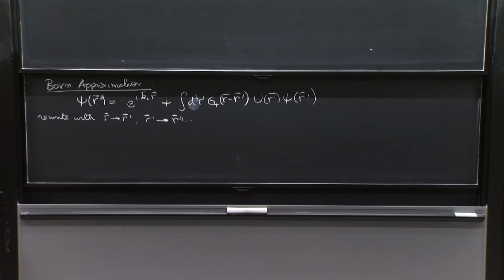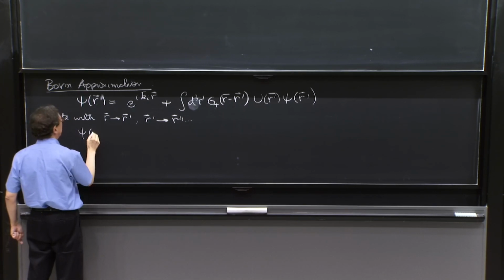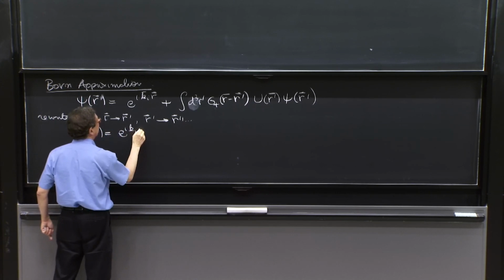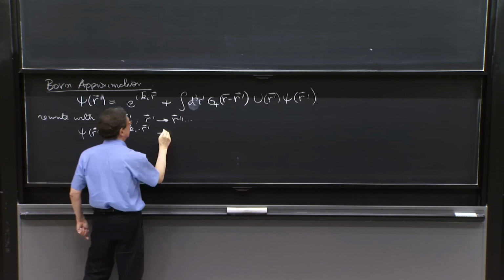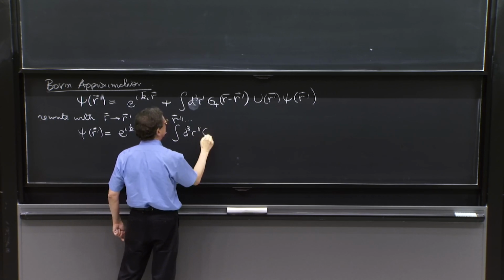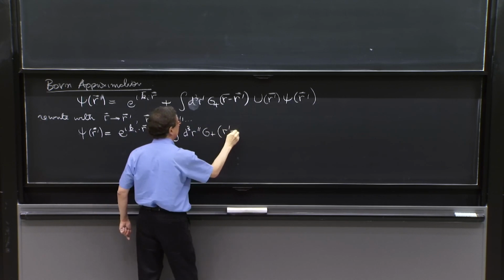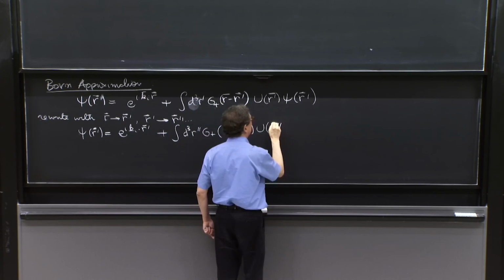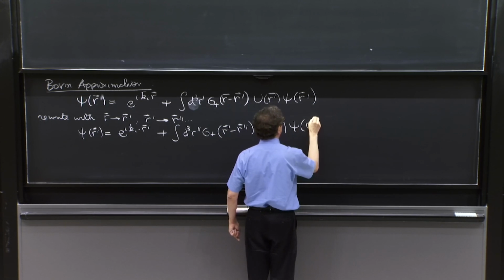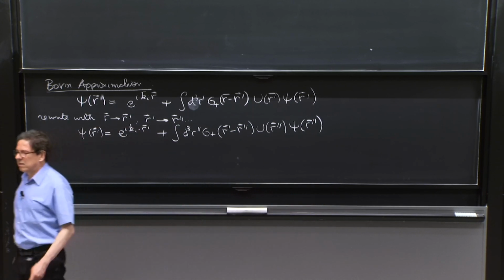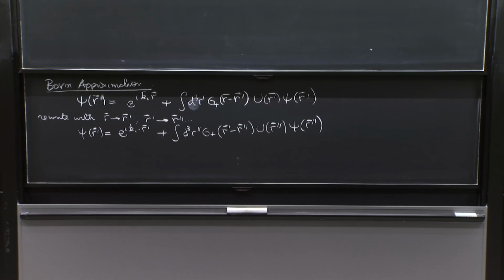So let's rewrite this. So it will be psi of r prime is equal to e to the i ki r prime plus integral d cubed r double prime g plus of r prime minus r double prime u of r double prime psi of r double prime. So I shifted. Whenever I had an r, put an r prime. Whenever I had an r prime, put an r double prime.